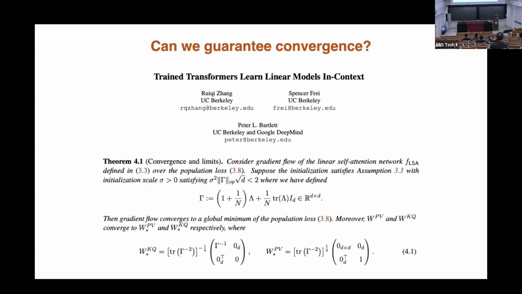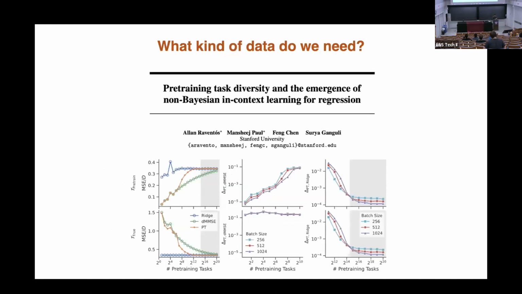Even cooler, very recently, some folks at Berkeley, I think Spencer is now at UC Davis, showed that not only can you do this, but under certain conditions you are guaranteed to converge to exactly this linear self-attention one-step of gradient descent solution. So we can now say a little bit more precisely the conditions under which in-context learning really is real learning, and you can actually guarantee this up front using this linear self-attention model.